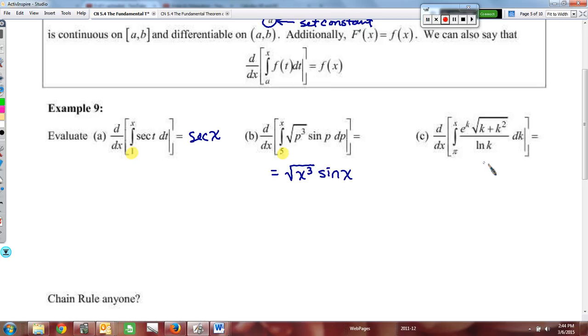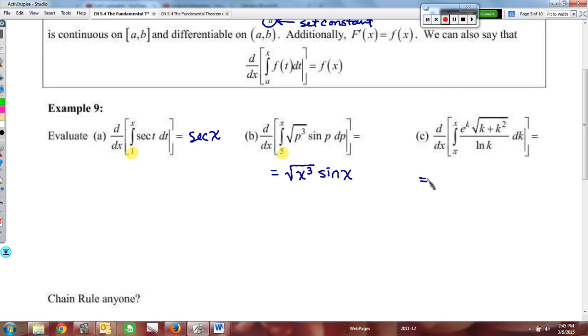Okay. Same thing over here. Here's my function inside. K is my variable in the integration. But after I perform the definite integral, I'm going to end up with an accumulation function that is going to be an antiderivative as a function of x with a constant that is related to the pi where I started from. But then I want to take the derivative of that.